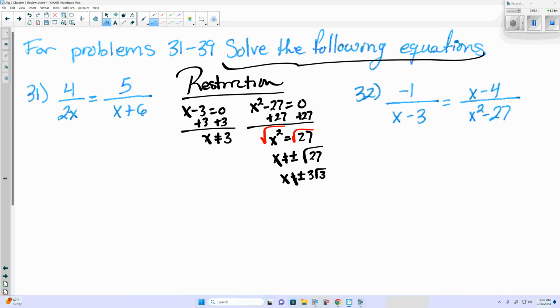Now that does tell us a few things. One, that x squared minus 27 doesn't factor. Because if it did, we would have a nice number, not 3 square root of 3. So we don't have to factor it.